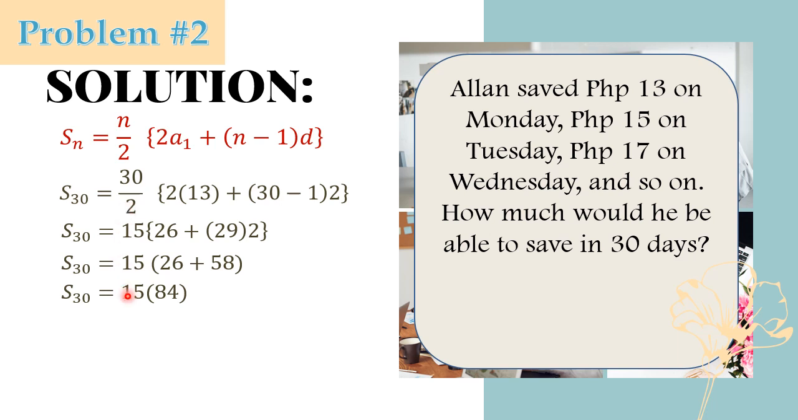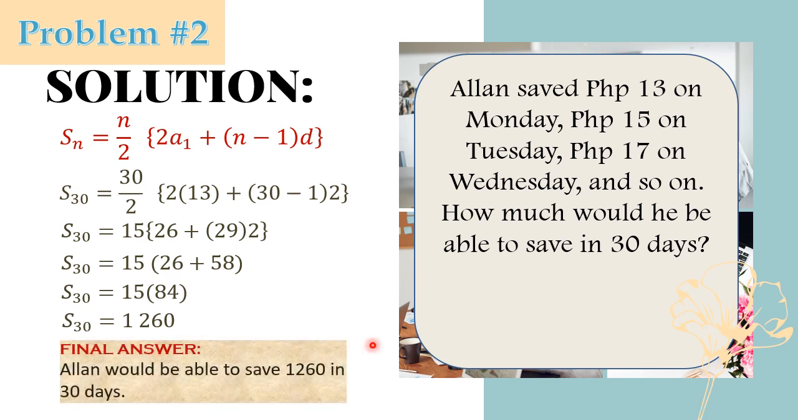Or you can also simplify this way. What is half of 30? That is 15. And so 15 times 84, we have 1,260. Okay, and again, let's write our final answer in statement form. Alan would be able to save 1,260 in 30 days. And we're done.